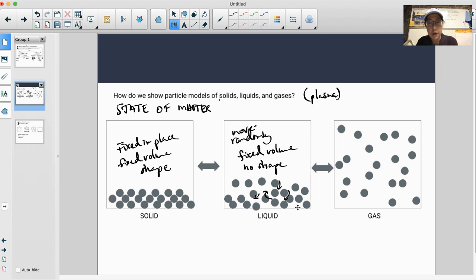Now, if you apply even more energy, you can break the bonds that are holding the liquid together, and now you have just gas particles moving in completely random motion, very random, very quickly. And they are taking up the whole container. They spread out, and they have no fixed shape or volume. The gas will just take up the whole space if you allow it to.